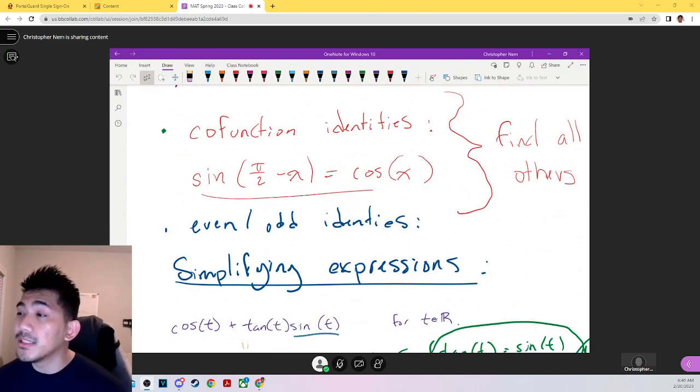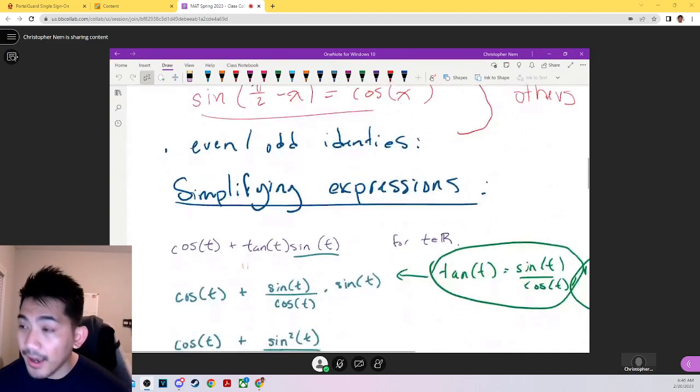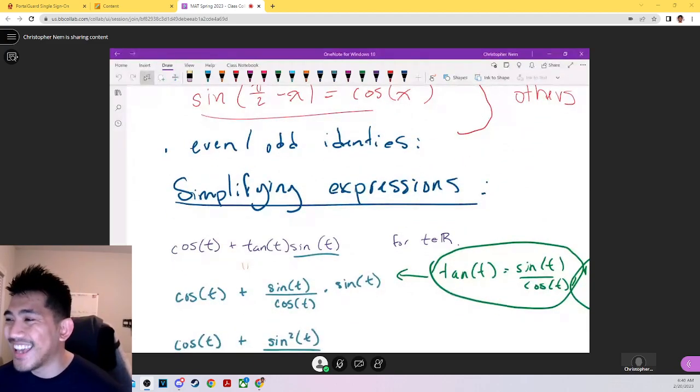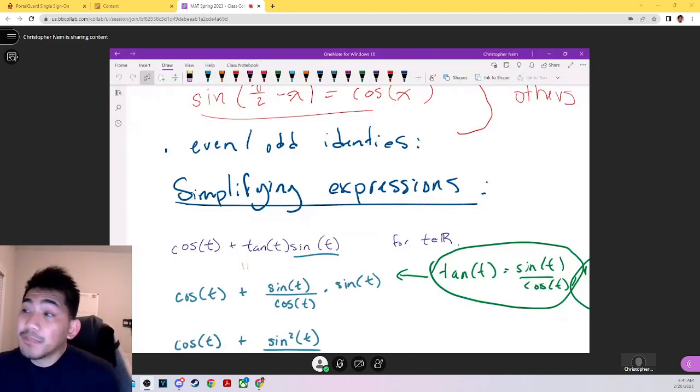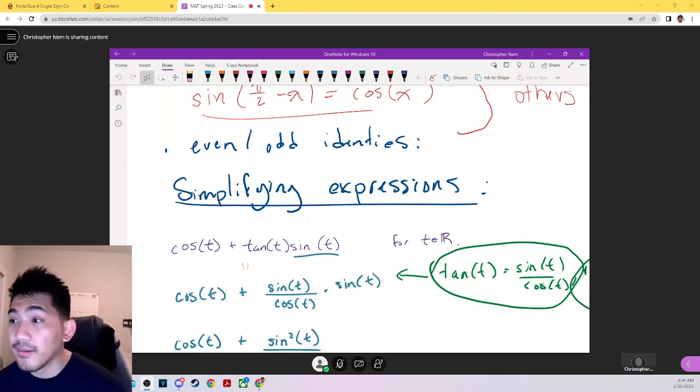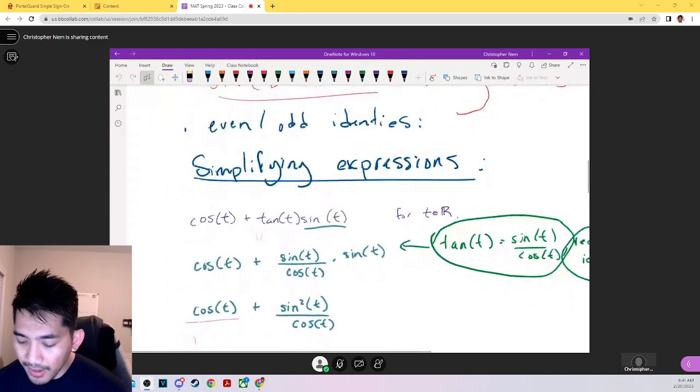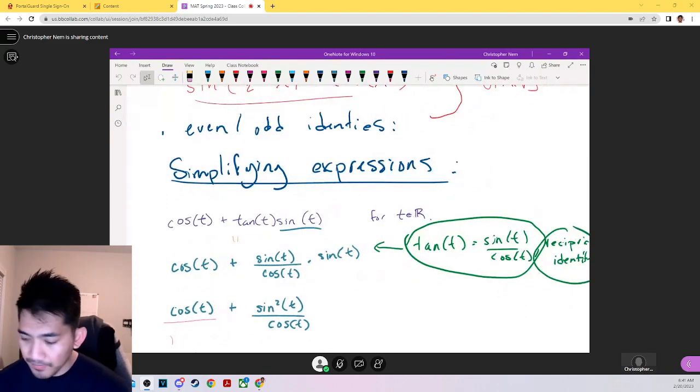After that, you need to be able to simplify expressions. So let's say I have cosine of t plus tan t times sine of t. You need to be able to simplify this for me for all t an element of real numbers. That just means all my angles, I'm accounting for every single angle possible. Well, the way you want to simplify things is break it down as much as possible. Cosine t and sine t are already broken down. However, in our reciprocal identity, we can break up tan t as sine of t over cosine of t. In doing so, I have this second expression over here.